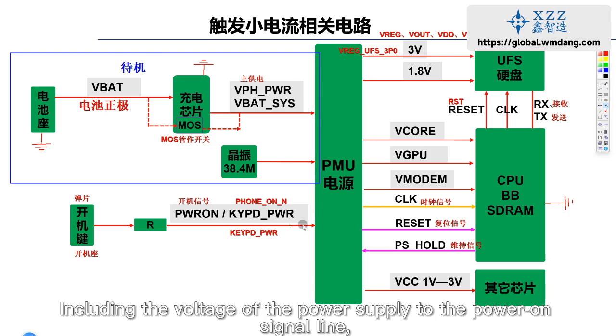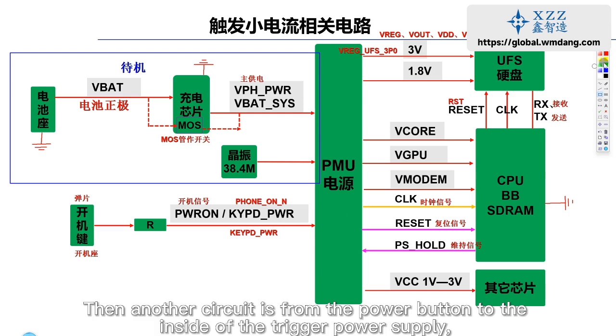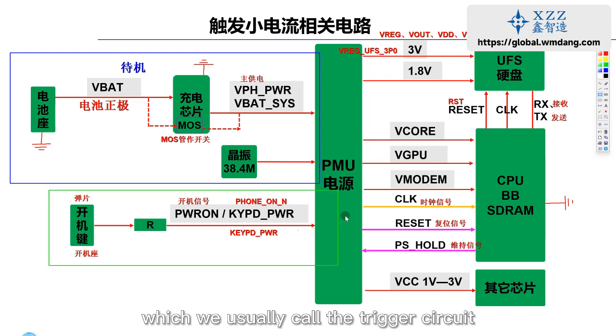including the voltage of the power supply to the power on signal line. This circuit is also standby. Then another circuit is from the power button to the inside of the trigger power supply, which we usually call the trigger circuit.